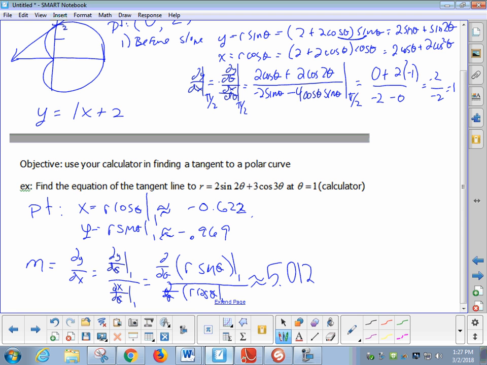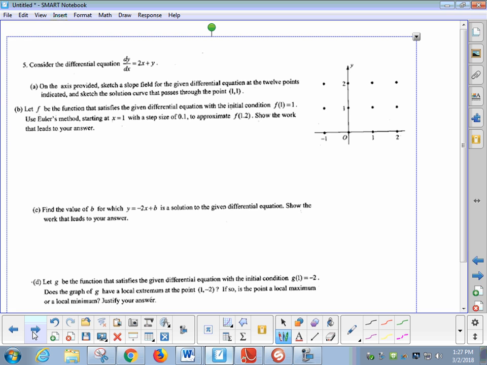Okay, so we have something like y plus 0.969 equals 5.012 x plus 0.622. Do we agree? Yes? Okay. Any questions? All right then. That's done.